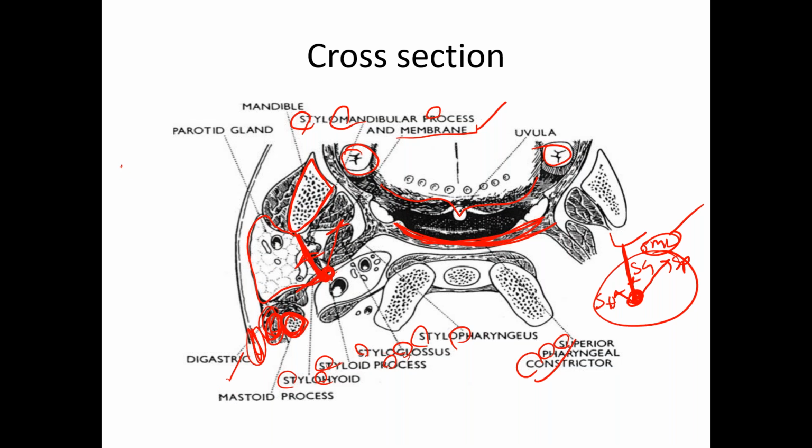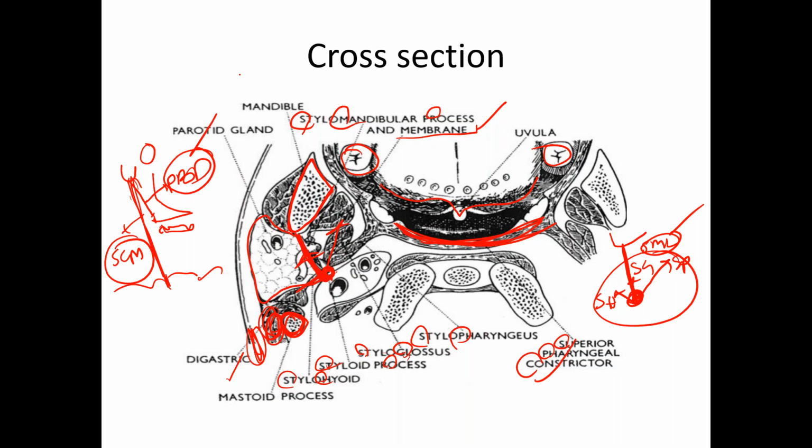Once you see from the side, this is the mastoid process. This is the external acoustic canal. This is the mandible like this, this is the sternum, and this is the clavicle. Sternocleidomastoid will be running like this. Posterior belly of digastric runs from here to the level of the hyoid bone. The posterior belly of digastric is related to the facial nerve, and the sternocleidomastoid is also related to the facial nerve. These three things you should keep in mind.